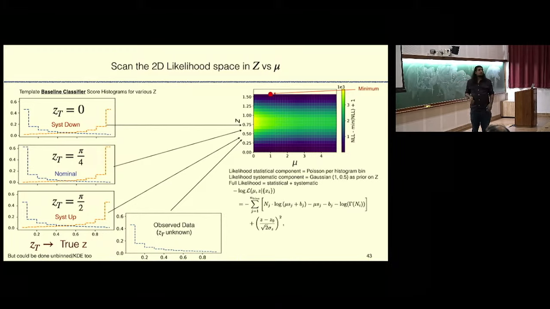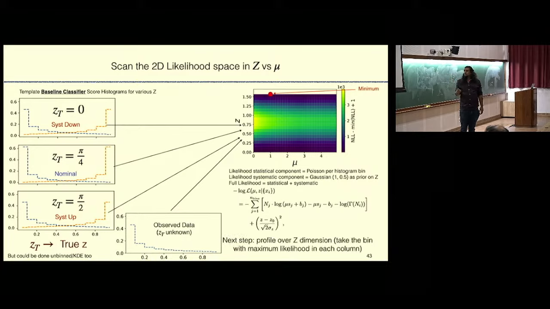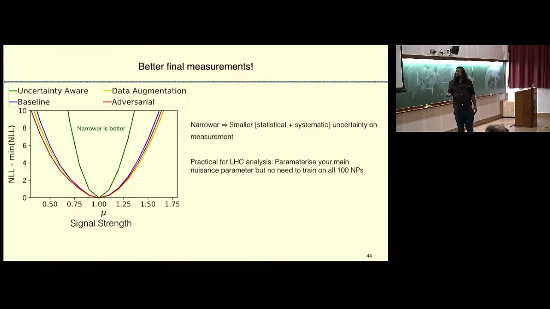And then the next step is what's called profiling. It's a standard statistical method. Basically, you only care about the mu in the end, so you're going to profile away this z dimension so that you can look at the likelihood curve in the parameter of interest. This is what you're seeing.